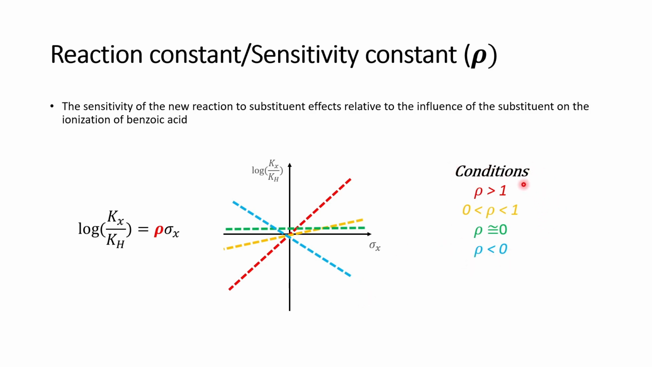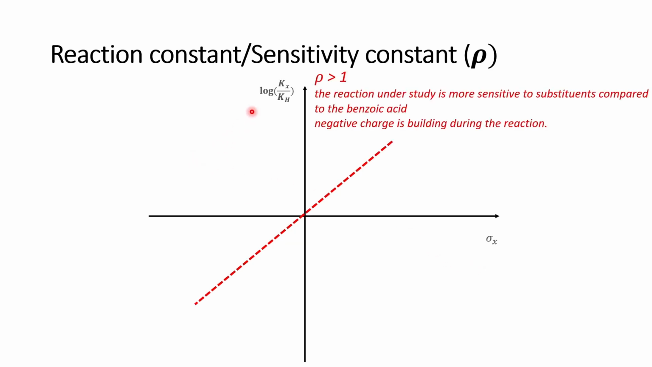For example, here I have shown different conditions where I have positive rho values, a rho value that is almost 0, and negative rho values. Let's consider them one by one and see what these rho values can tell us about the reaction. Let's consider the first case, where we have a large positive slope. Here you can see in the plot the slope is positive and much larger than 1.